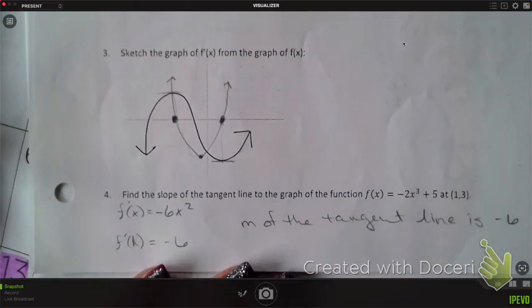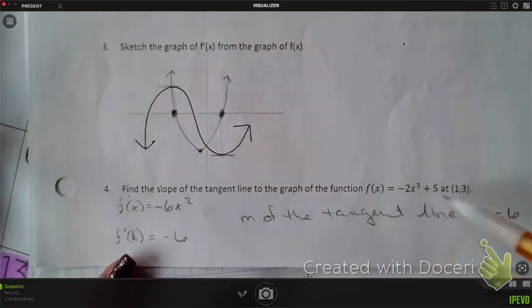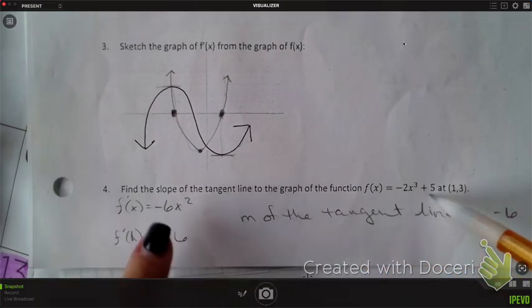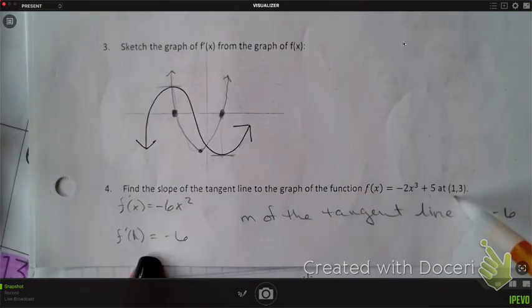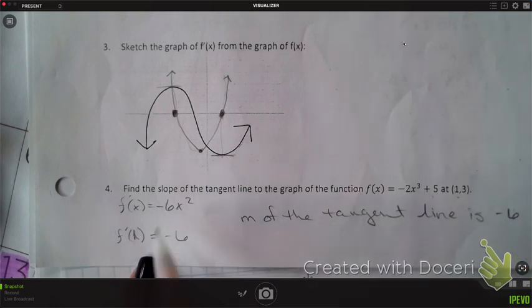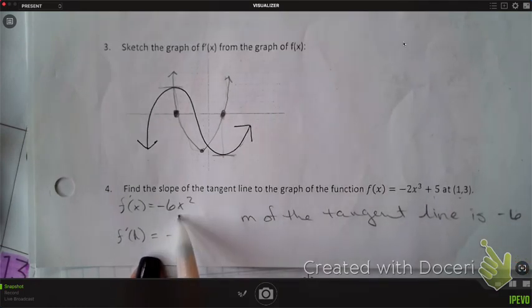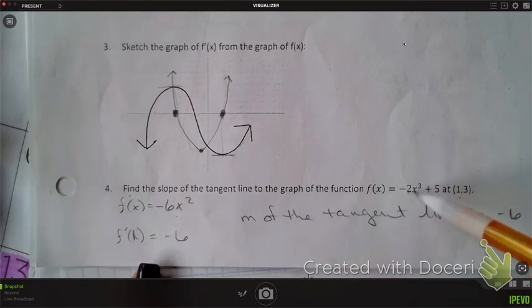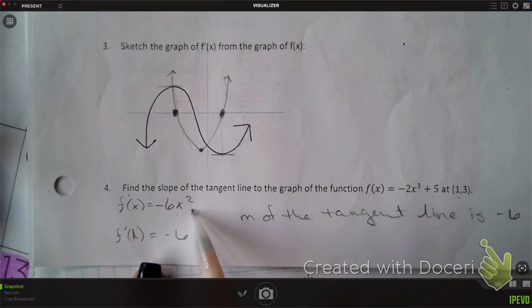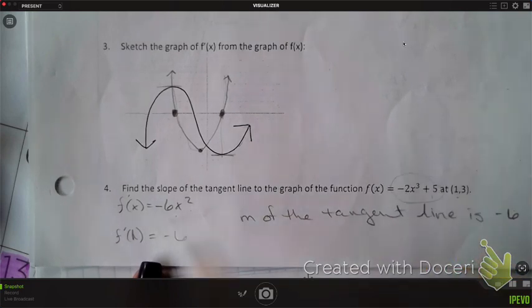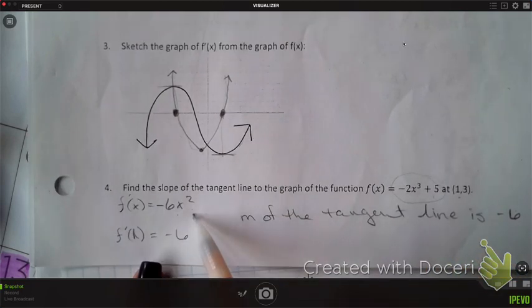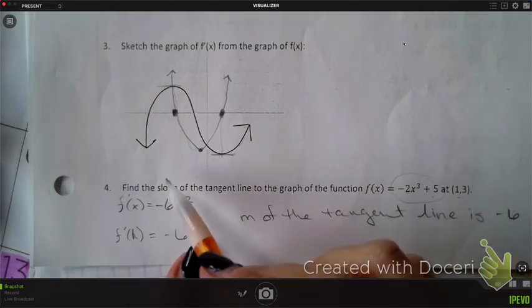Okay, the next one says find the slope of the tangent line. So you had to find the what? Derivative. Yes. And then you had to plug in 1, not 3, because I don't have a y in here, do I? No. Isn't the derivative of negative 2x cubed negative 6x squared? Yes. So your note should be find the derivative, plug in your x.